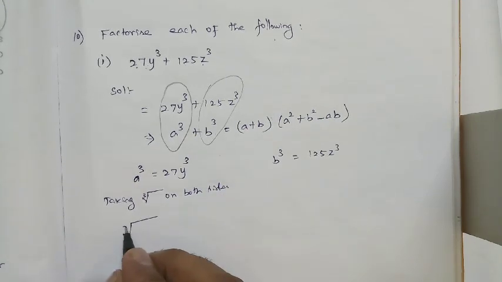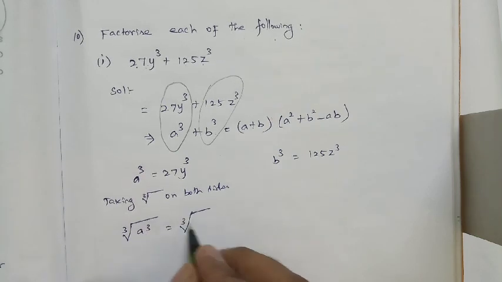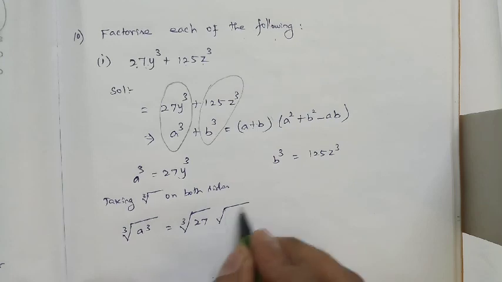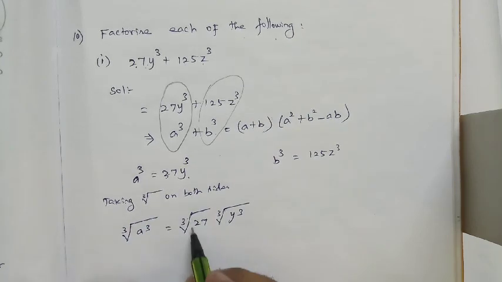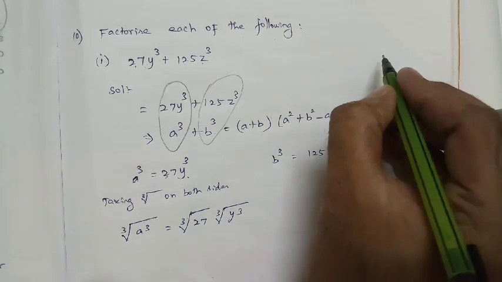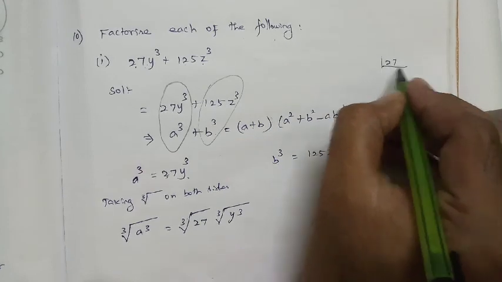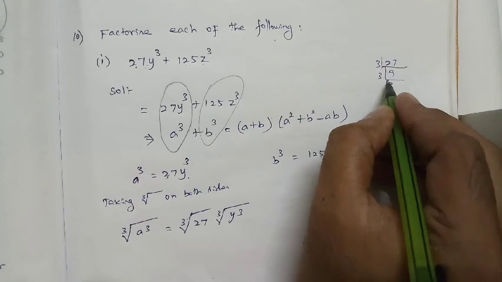So cube root of a cube is equal to cube root of 27 times cube root of y cube. With two terms, the cube root is common, so I'm taking it outside. So cube root of 27 times cube root of y cube. For 27 we have to do the prime factorization. 3 table: 3 nines are 27, 3 threes are 9, 3 ones are 3.